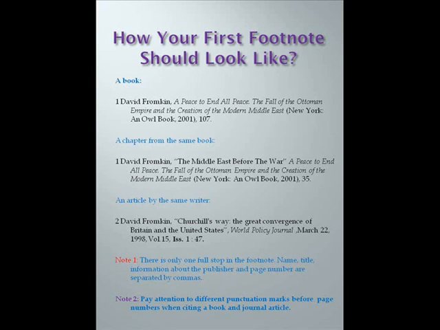If you cite a journal article, pay attention to different punctuation marks before page numbers: when citing a book, comma, and journal article, colon. And that instead of publisher information, you provide date of publication, volume, and issue number.